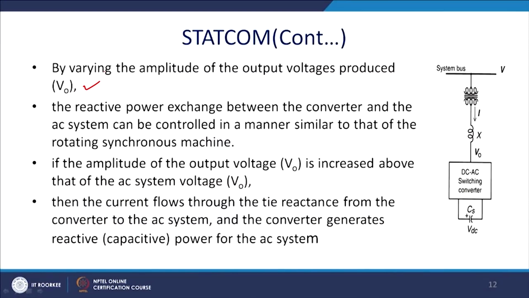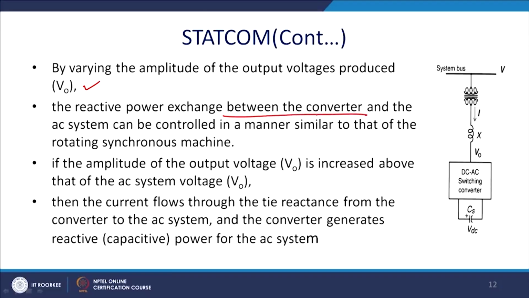Now, by varying the amplitude of the output voltage produced, that will be V0, please remember that it is a PWM converter. So, you are switching, and it may be a multi-level inverter in most cases. The reactive power exchange between the converter and the system can be controlled in a manner similar to that of the rotary synchronous machine. If the amplitude of the output voltage V0 is increased above the system AC voltage, essentially it will act as a synchronous condenser.